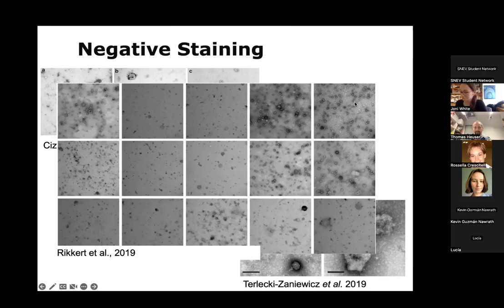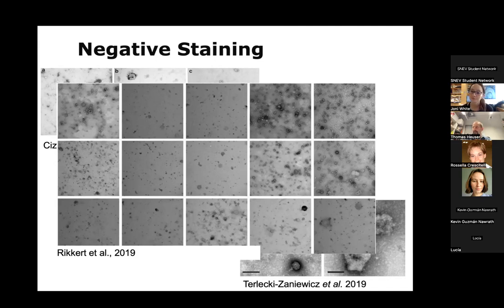I was wondering, is it possible to study EV biogenesis using cryo-EM? Is that an avenue that you guys have pursued, or what possibilities exist?